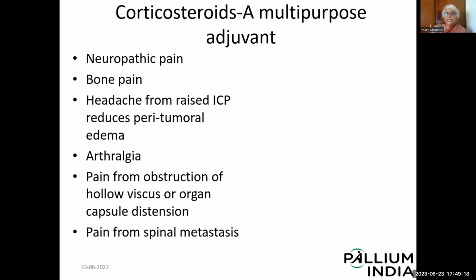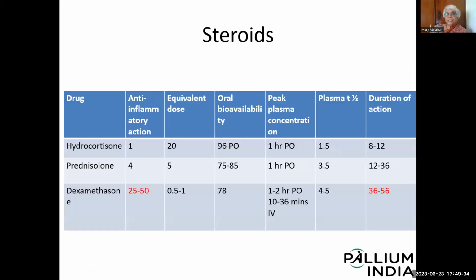Now coming to the adjuvants, like the multi-purpose drugs such as steroids. Steroids are called multi-purpose because they can be given for a variety of pains: neuropathic pain, bone pain, cerebral mets, and even for hollow viscus obstruction. If you look at the steroids that are available, we have hydrocortisone, prednisolone, dexamethasone. Dexamethasone is the preferred drug because it has a very potent anti-inflammatory action.